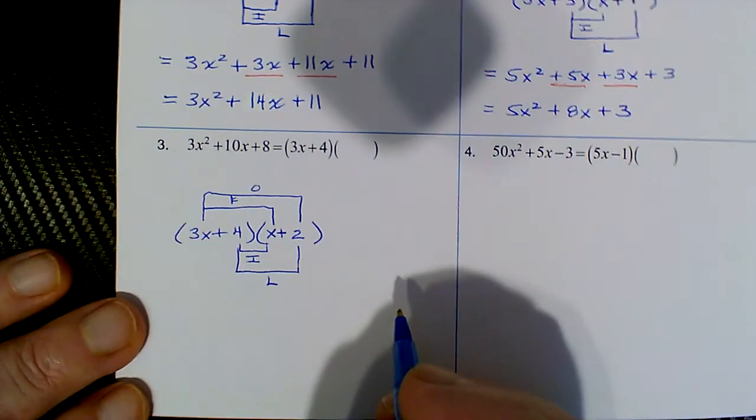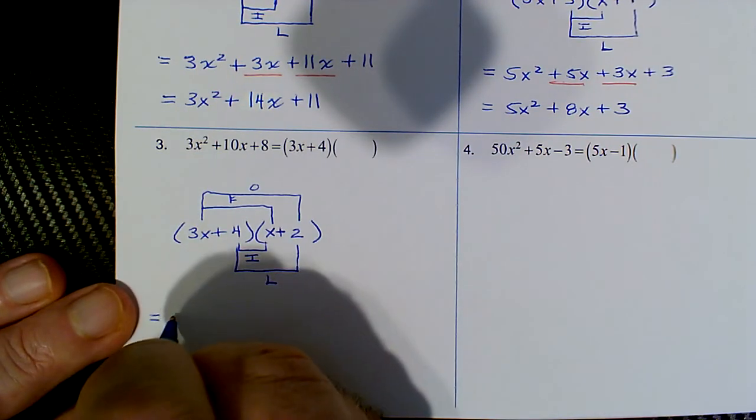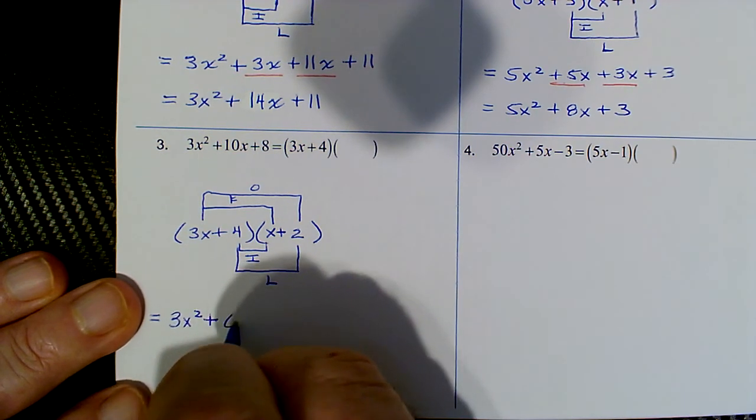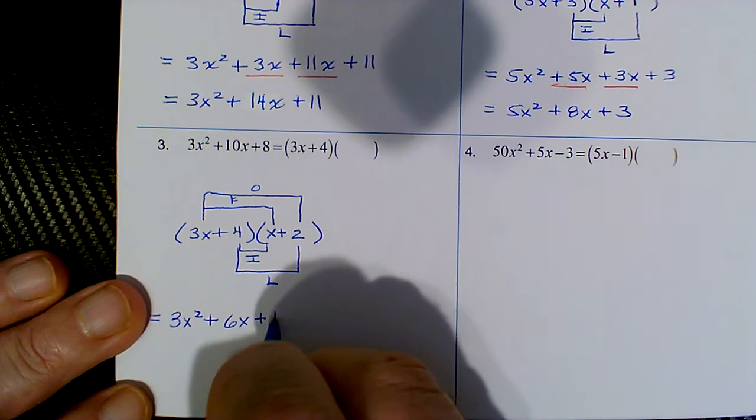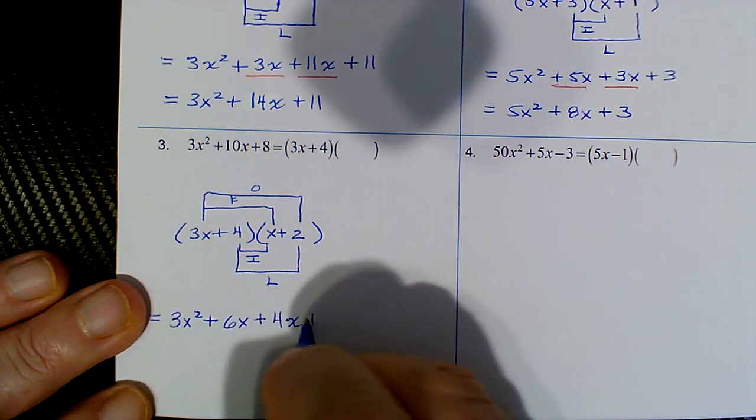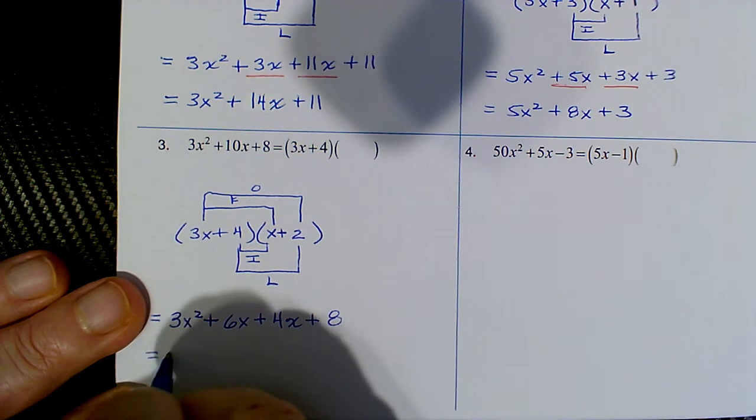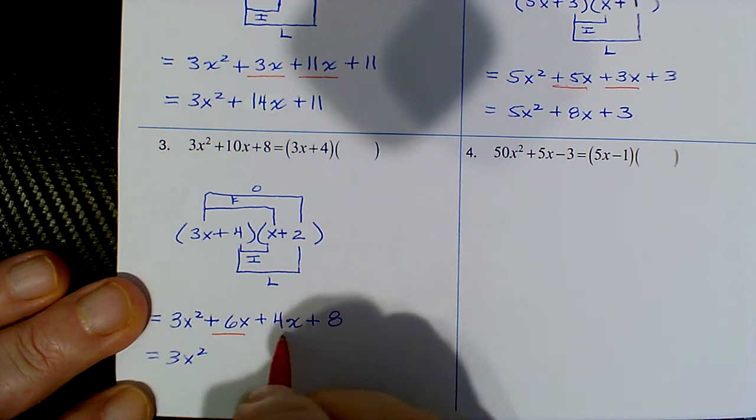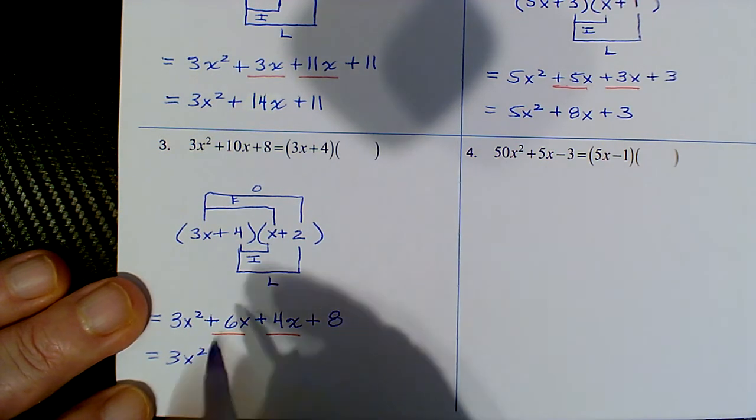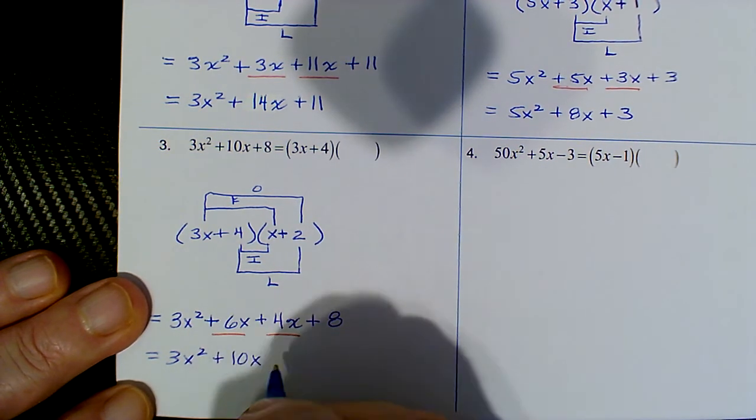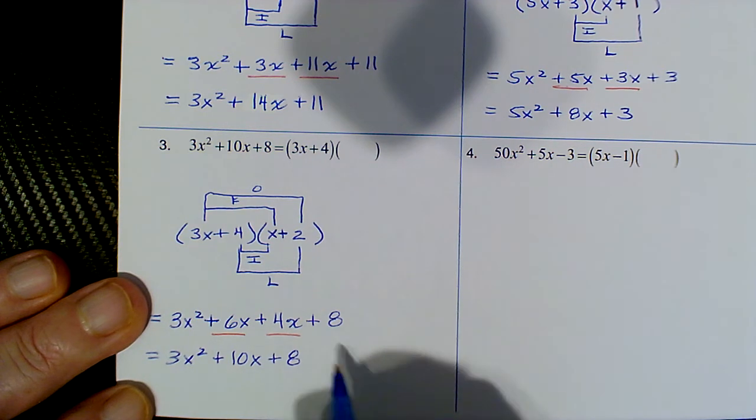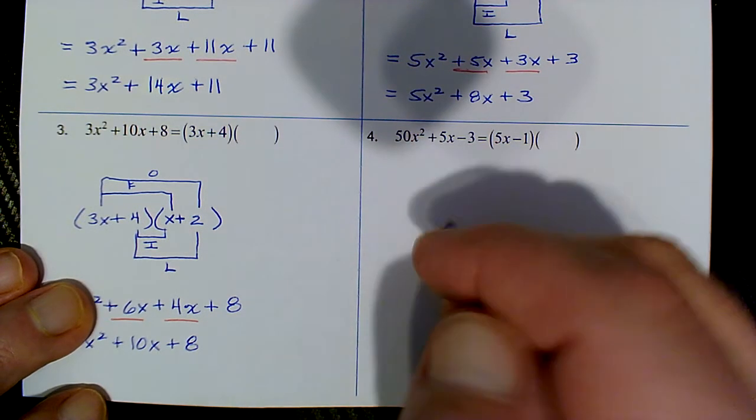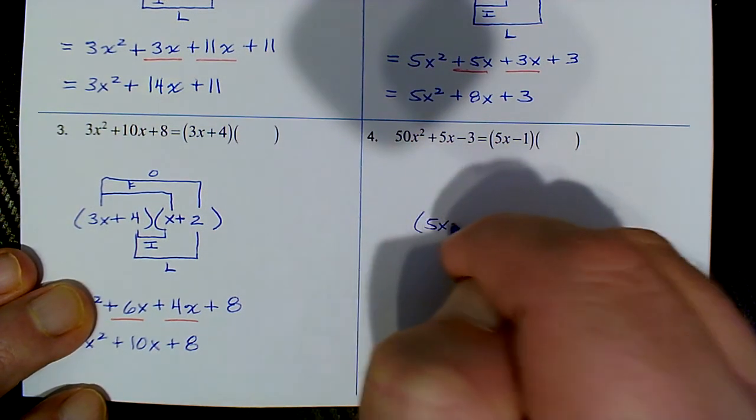And so our check, product of the first, 3x times x, 3x squared. Product of the outer, 3x times 2, 6x. Product of the inner, 4 times x plus 4x. And the product of the last, 4 times 2 plus 8. Recopy the 3x squared. Combine the outers and inners again. 6x and 4x combine to give plus 10x, and bring down the constant of 8, and once again that completes the check.